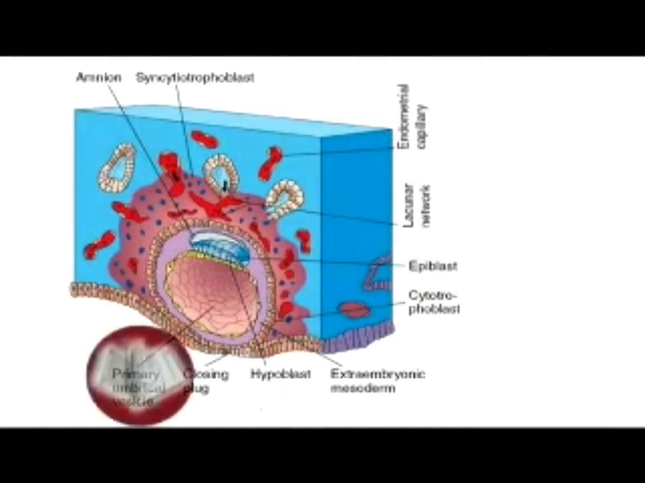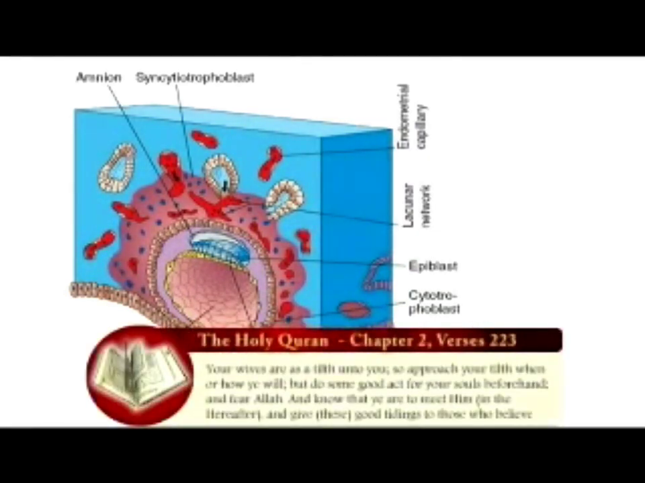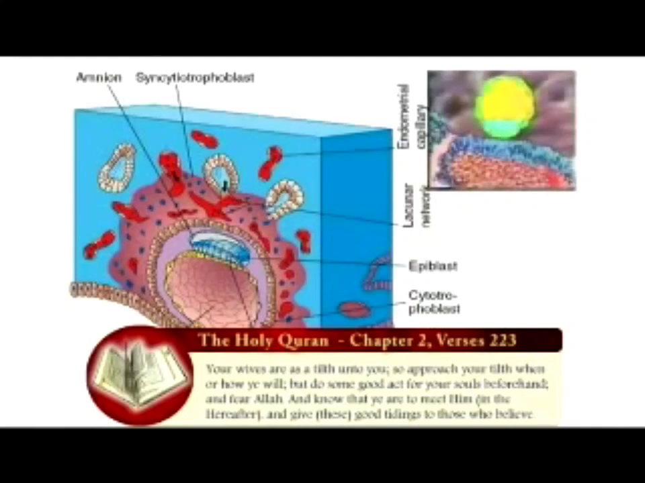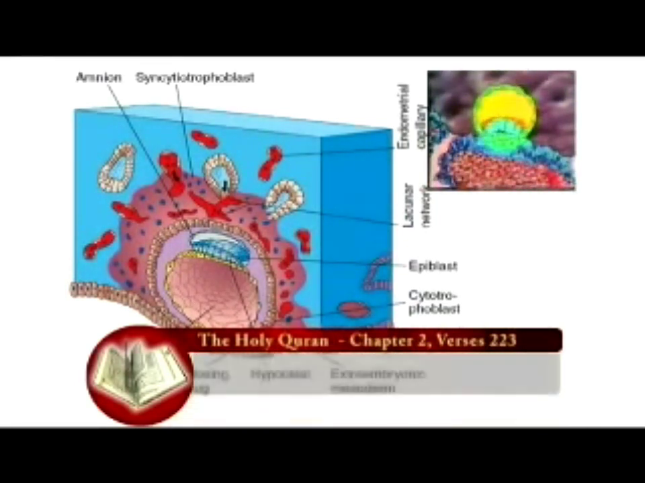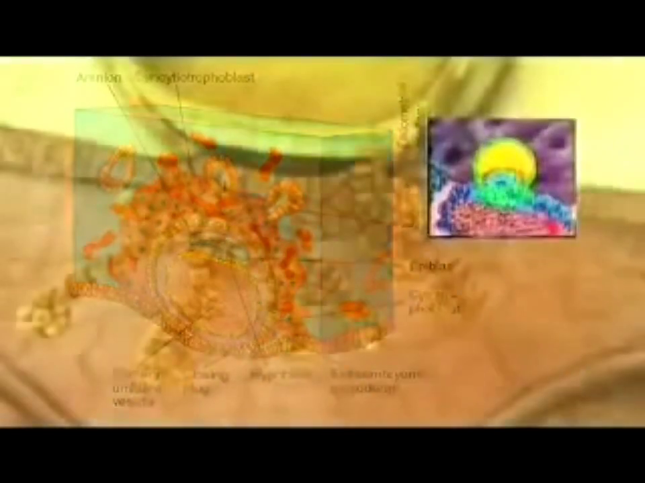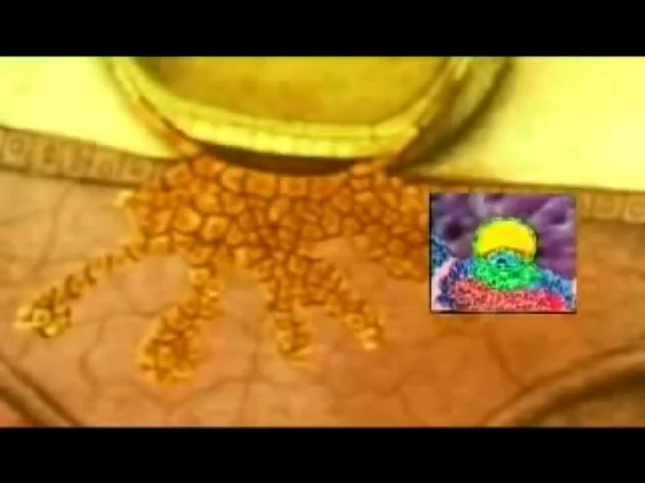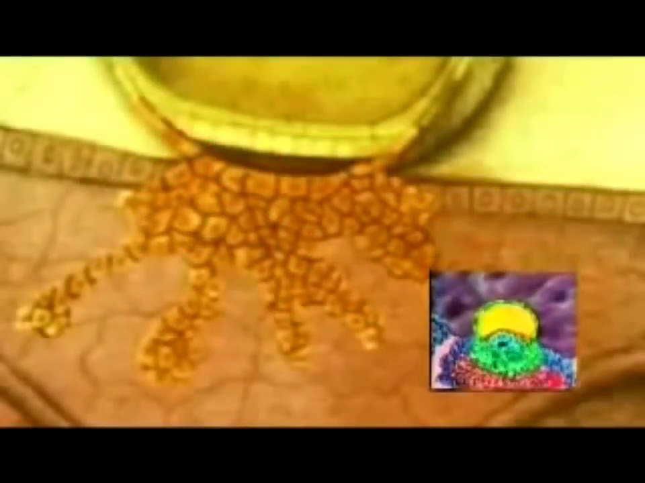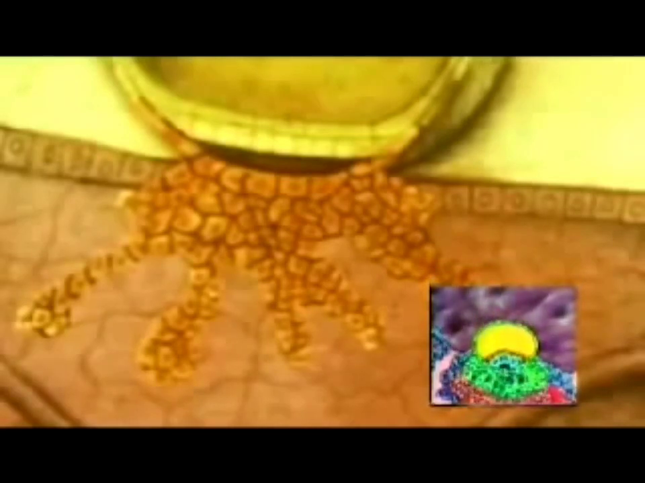Al-Harth, Surah Al-Baqara, Ayah 223: your wives are as a tilth unto you. This Arabic term refers to the plowing of the earth and the sowing of the seed in it. This term is used in reference to sexual intercourse, plowing, and implantation of the blastocyst, sowing of the seed.